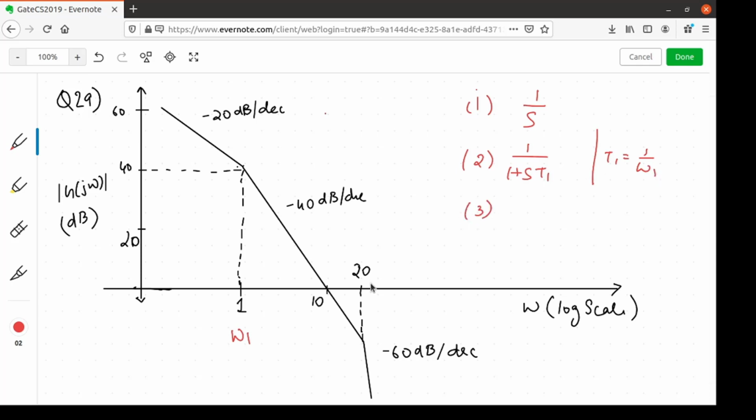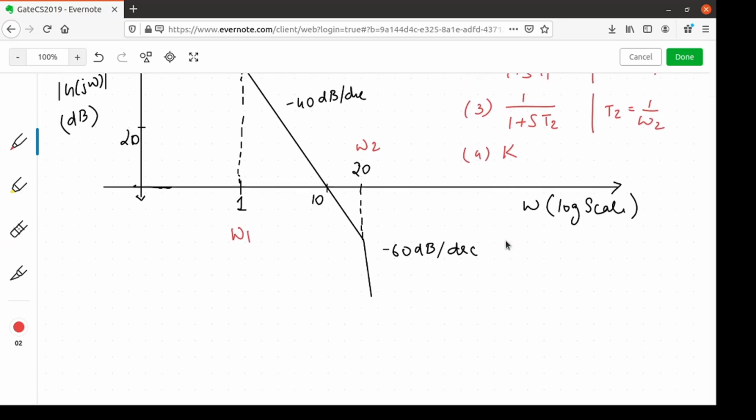And then again at this frequency, let us take it as omega 2, the slope further decreases by minus 20 dB per decade. So we can infer that there is another pole contribution after this frequency. So there is a third term 1 by 1 plus s t2, where t2 equals 1 by omega 2. And there will always be a constant DC gain term k.